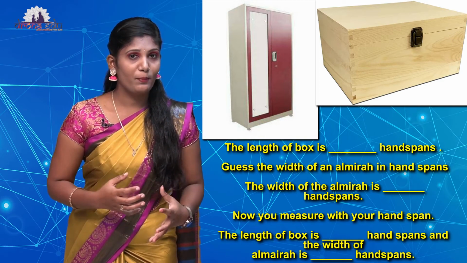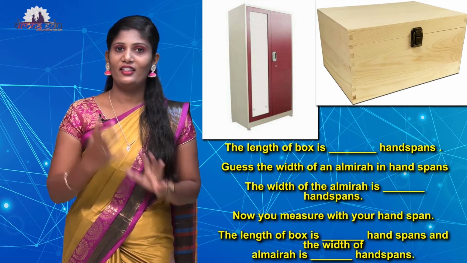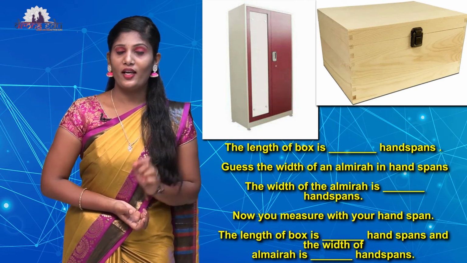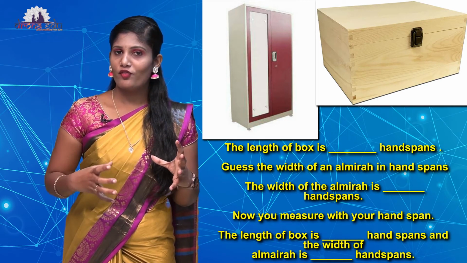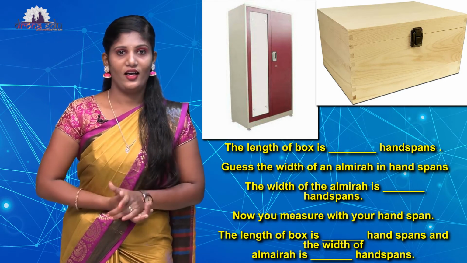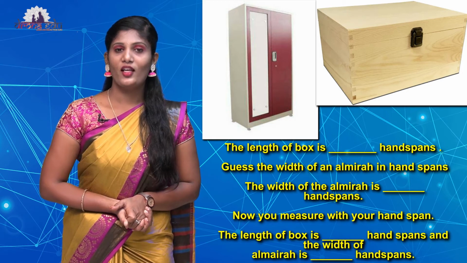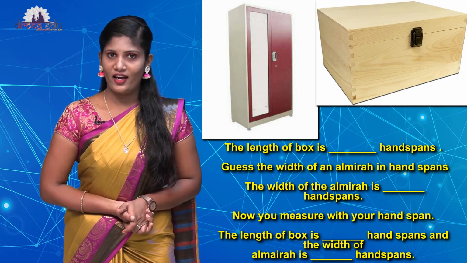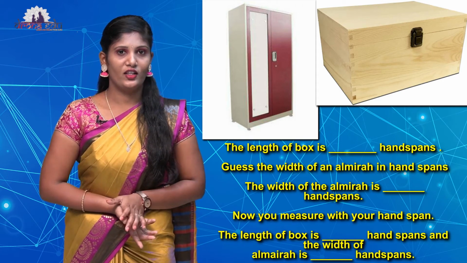So children, I repeat, this is not an exact measurement. This is just our guess, right? So next question is, guess the width of an almirah in hand span. So children, width means the breadth of the almirah, right? It is not the length, it is the breadth, right children? So the answer is, the width of the almirah is dash hand span. It might be 4 or 5, right children? So you can write either 4 or 5 children, right?